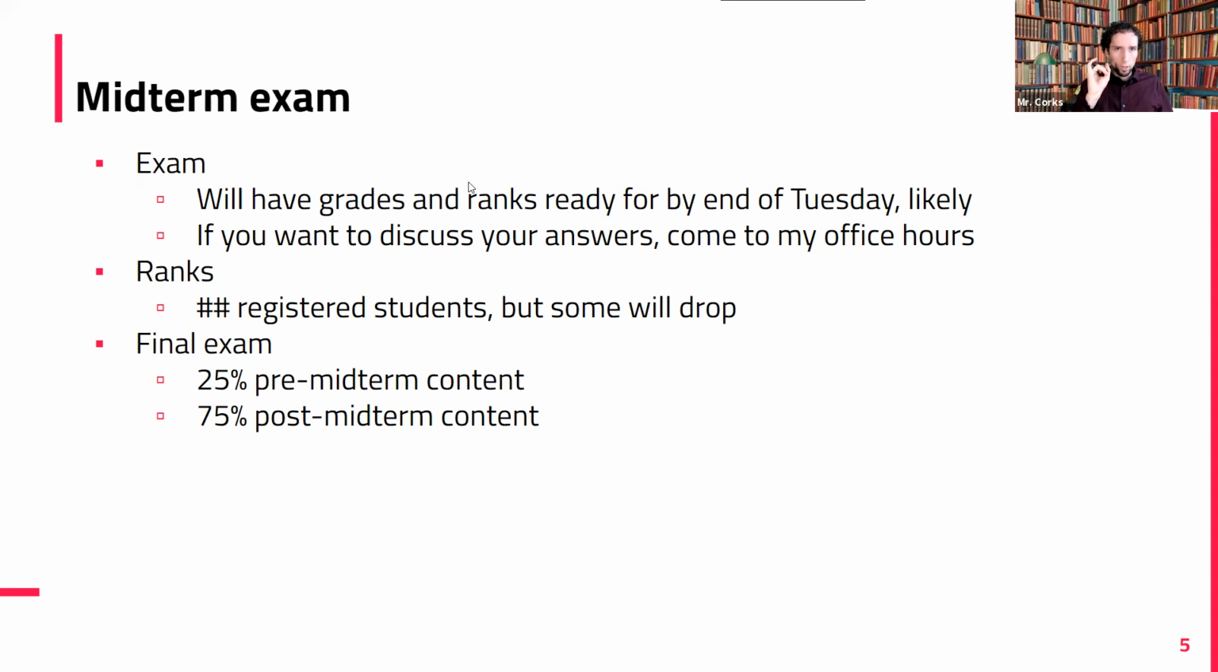So I'll give you your grade for the midterm and also your rank in the course. As I'm sure you know, there's a limited number of students who can get A's or B's. So I'll tell you there are this many students registered in the course, and of them your rank is 15 or 32 or whatever it is. So you'll get both of those things when the grades are ready, probably by the end of today.